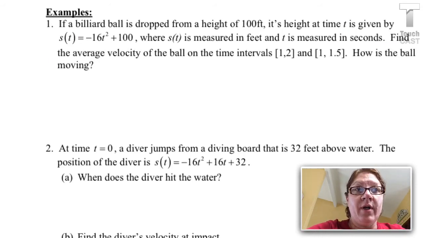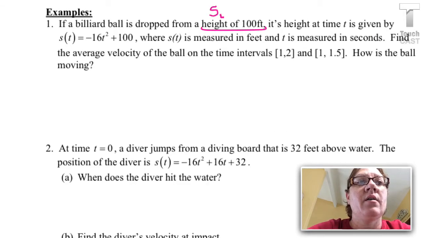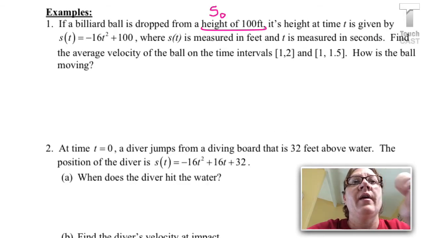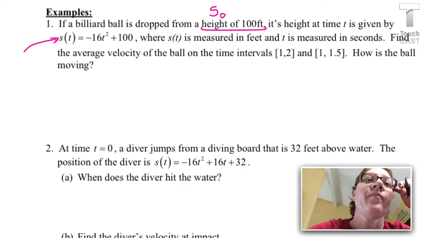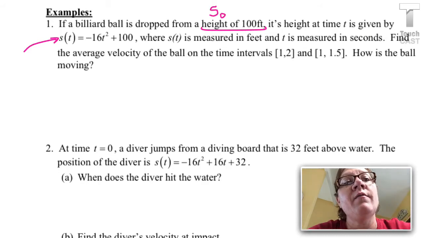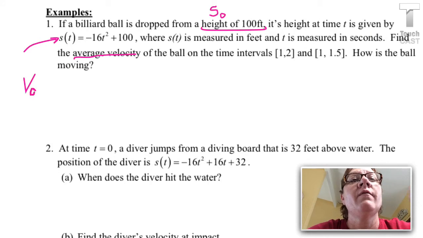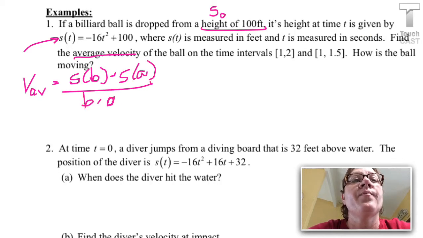Okay, so of course it's important that you read it first, so I'll let you read it and note some things as you're going. So this would be initial height. There's my s sub 0, and here's my position function. And so I want to find average velocity. So when I go back and I look at V average, I know it's S of B minus S of A over B minus A.